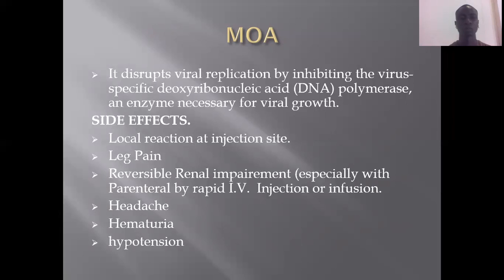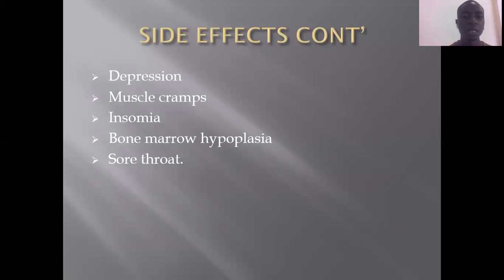Side effects of acyclovir. We have local reaction at the injection site. There will be leg pain. There will be adverse renal impairment. There will be headache, hematuria, impotence, and hypotension. Depression comes in, muscle cramps, insomnia. So it's important to give this medication every day. Bone marrow hypoplasia and sore throat can be side effects of acyclovir.